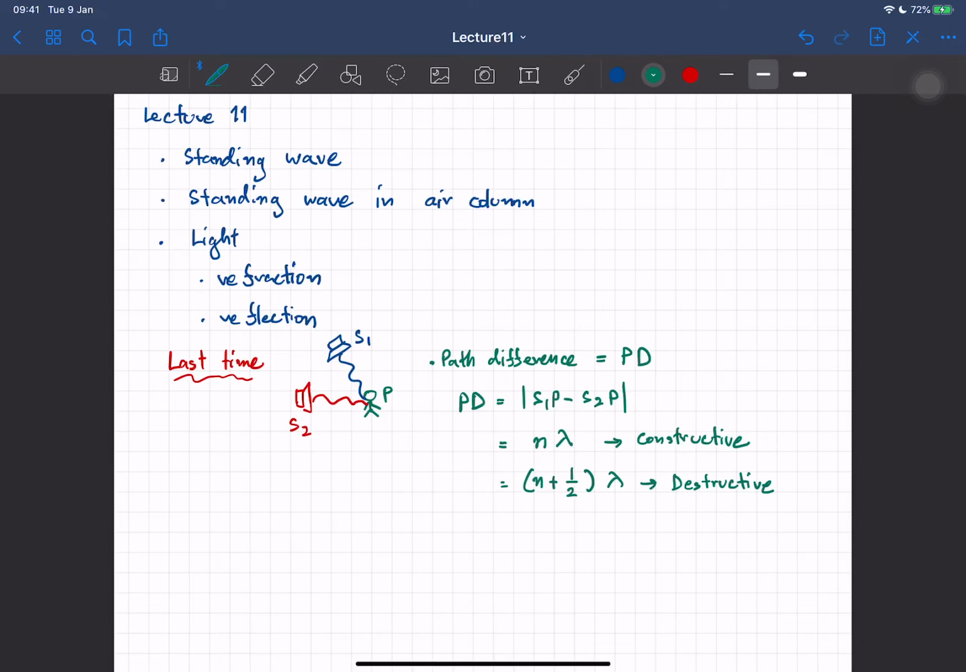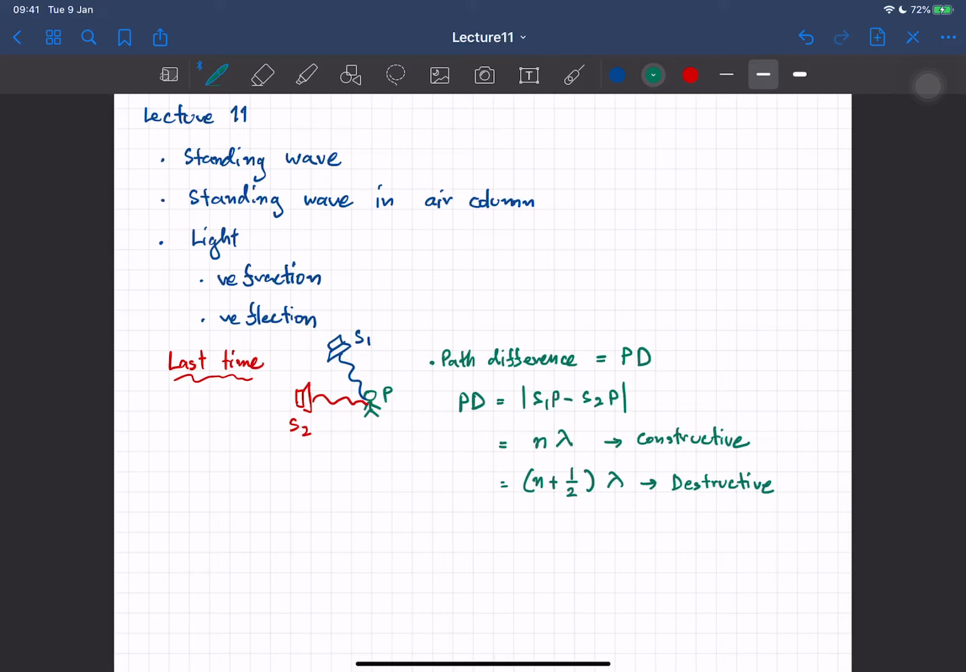Okay, and anywhere in between you just have not perfect addition, not perfect cancellation, right? So we are interested in these extreme cases, constructive and destructive interference. All right, and we're gonna be using this again when we talk about interference of light. Okay, so this is a very important concept, because it's gonna apply to any kind of wave we talk about, no matter how large or how small the wavelength is.